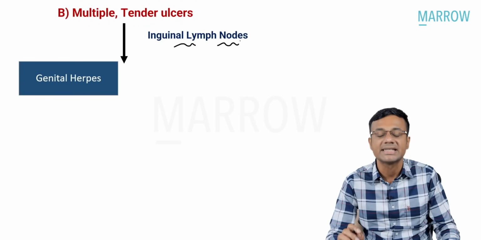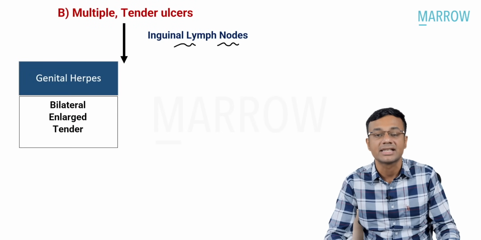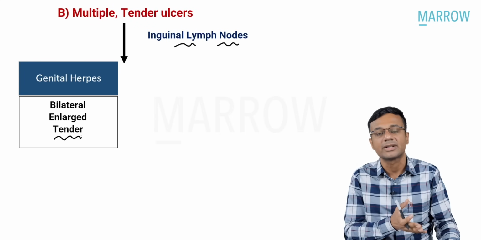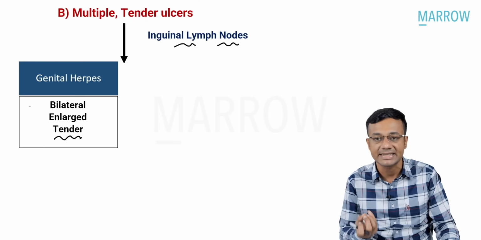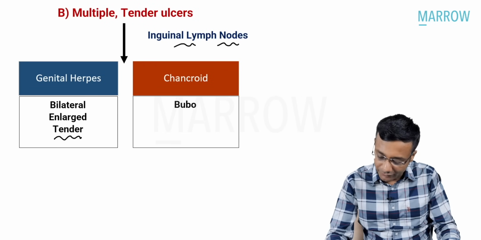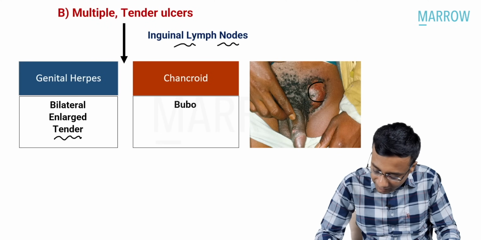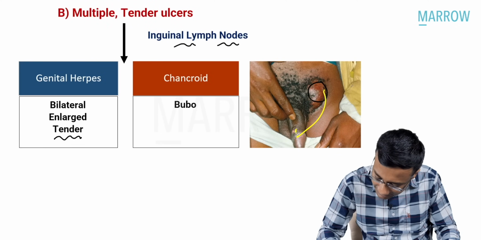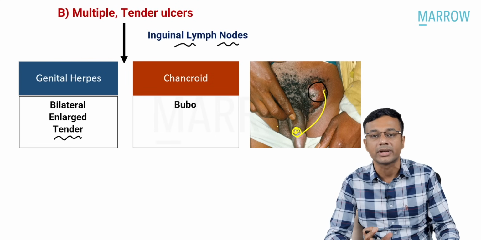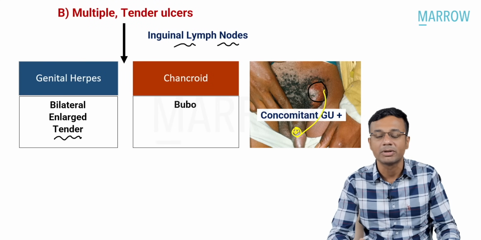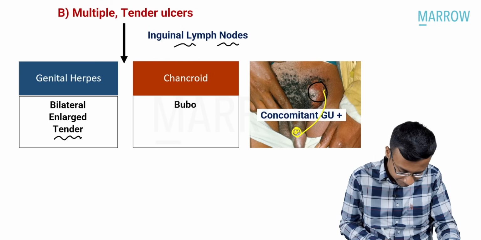Now, how to distinguish between these 2 conditions is again based on the inguinal lymph nodes. In genital herpes, you get bilateral, enlarged, tender inguinal lymph nodes. We remember in primary syphilis, I told you they are non-tender and rubbery. Here it is tender. Whereas in chancroid, we're going to get a bubo. When the bubo is present, at the same time when you examine the genitalia, an ulcer is present. So you can see a genital ulcer over here, which was absent in lymphogranuloma venereum. That is how we distinguish between chancroid and LGV.